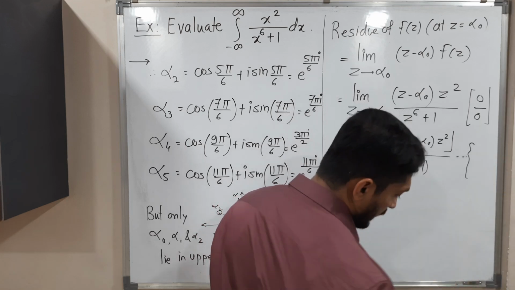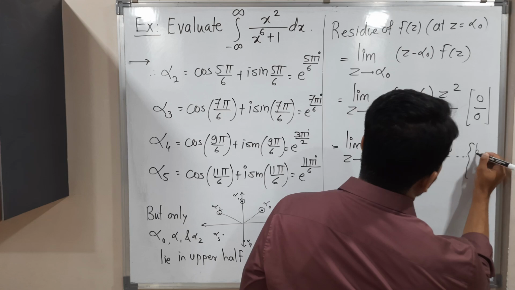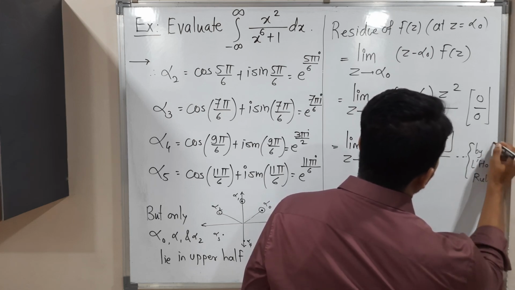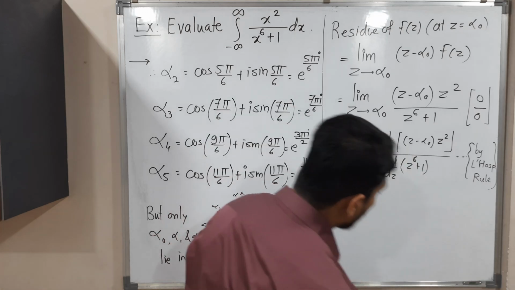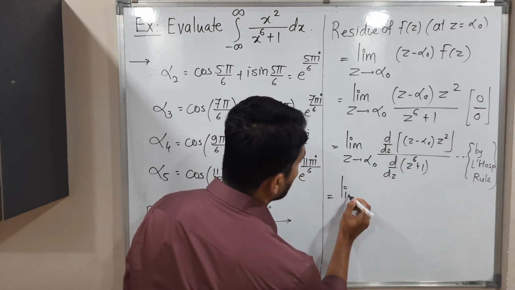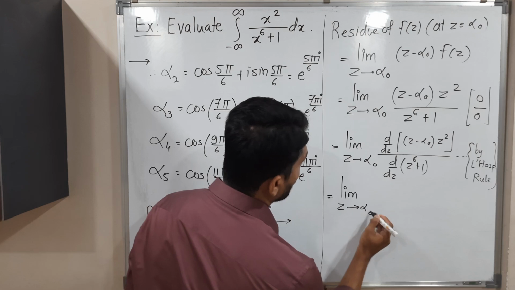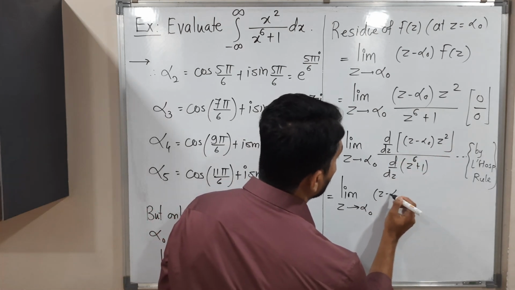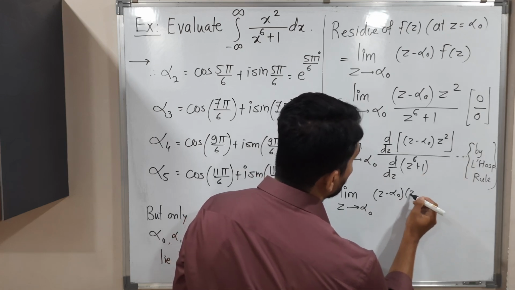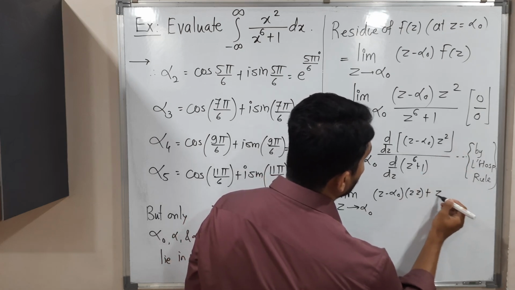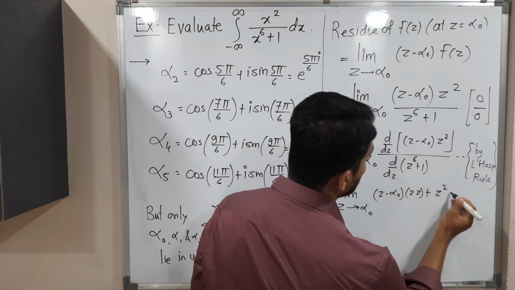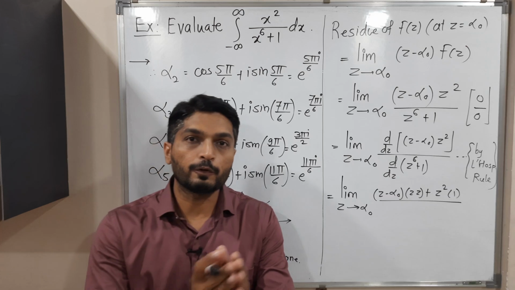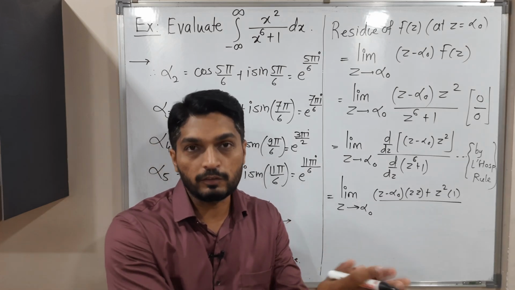So I should mention by L'Hospital's rule. Okay, I will write in short, by L'Hospital's rule. That's it. So let us take the derivative. So this is equal to limit z tends to alpha naught. See, u into v formula we have to use. First into z minus alpha naught, its derivative 2z plus z square as it is. Derivative of z is 1, alpha naught is 0, so we get 1 only. Getting? So I use u into v formula: first into derivative of second plus second into derivative of first.